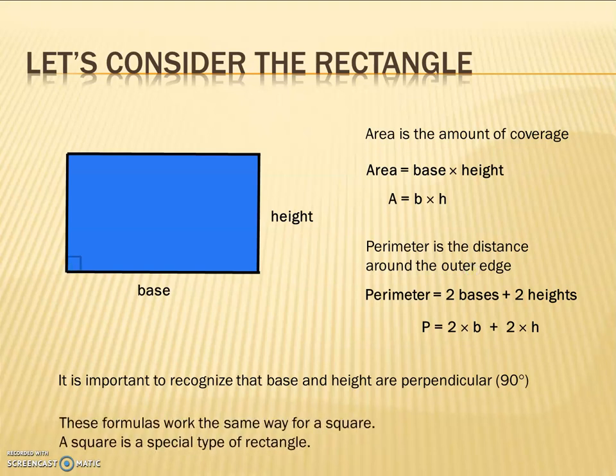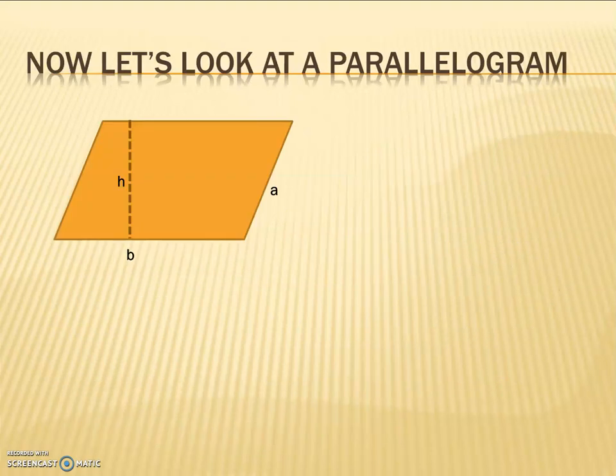So these formulas are going to work the same way for a square. A square is a special type of rectangle because the base and the height are equal. So it's side times side. Now, a parallelogram is like a rectangle that's been smooshed over a little bit. And this is why we have to talk about base and height, because for the perimeter, we have two bases, that's the B, both sides B, and the two sides which are both called A. Now you could go B plus A plus B plus A, but it's easier to go 2 times B plus 2 times A.